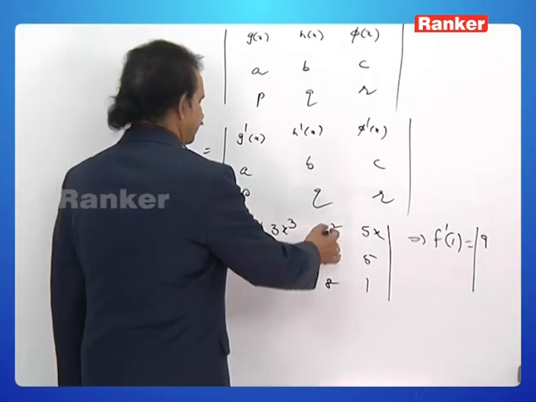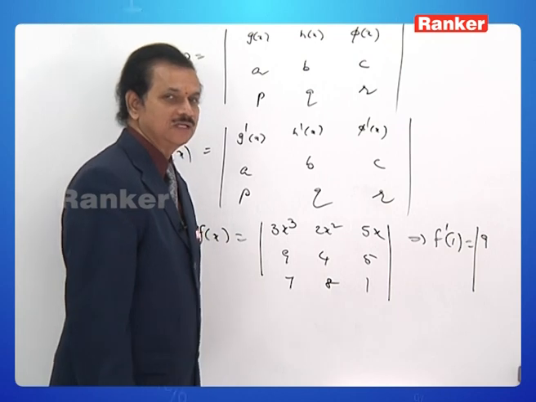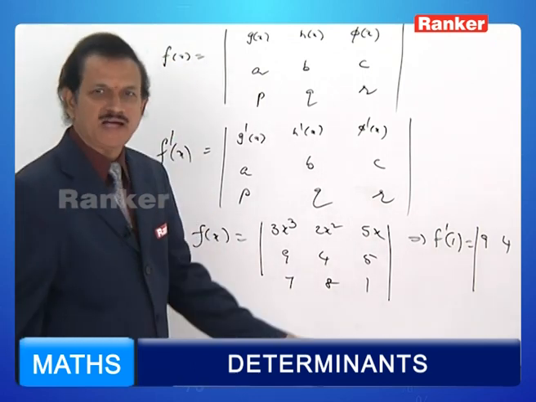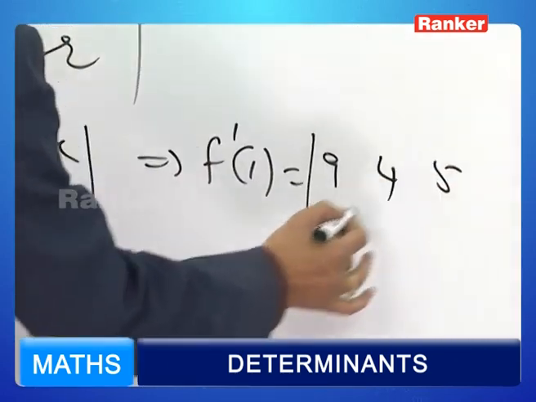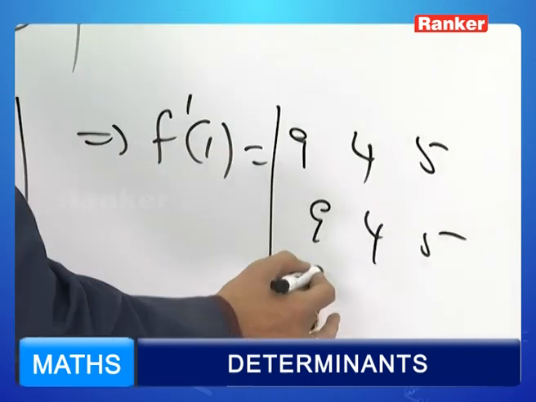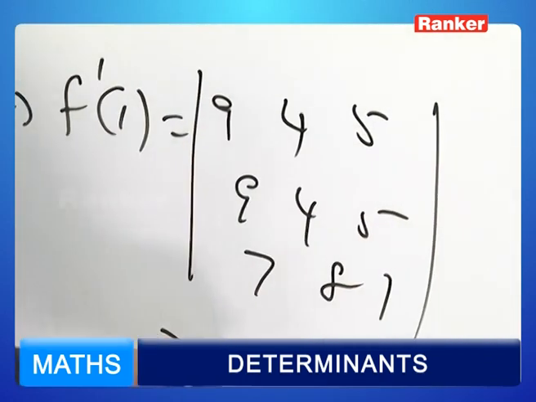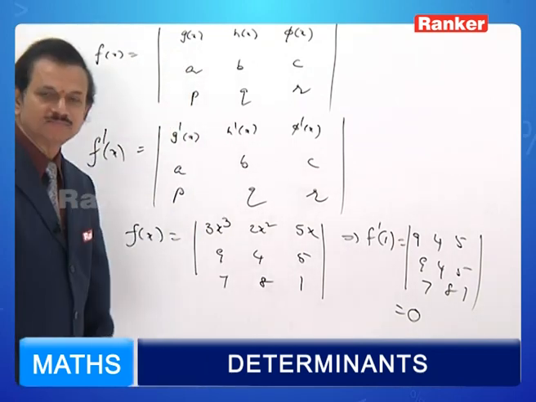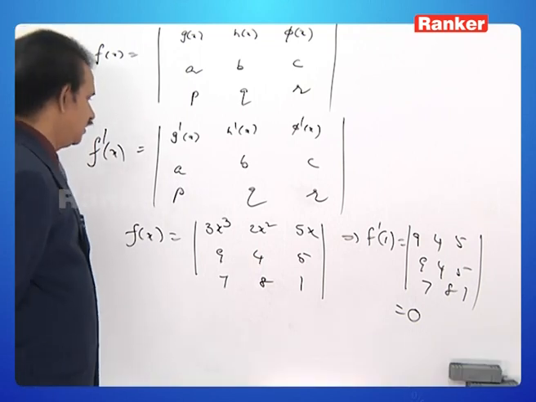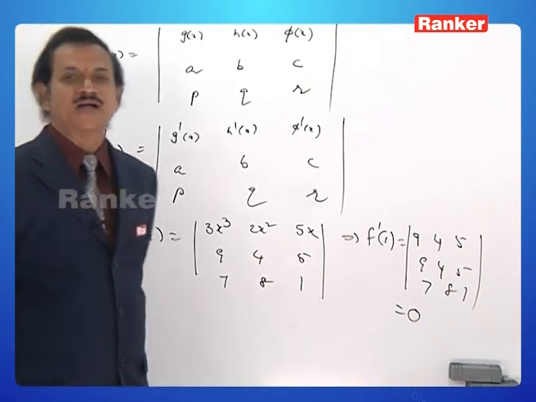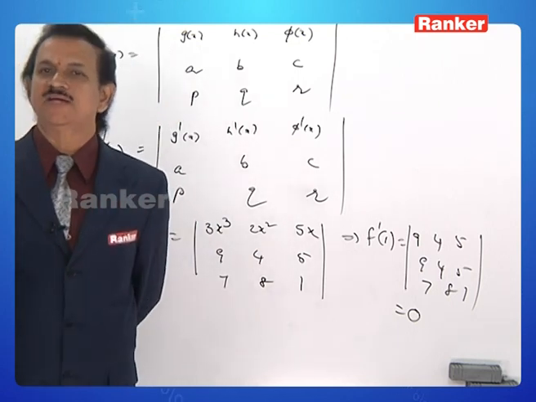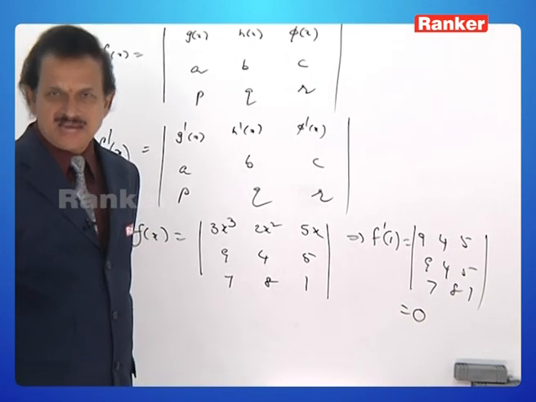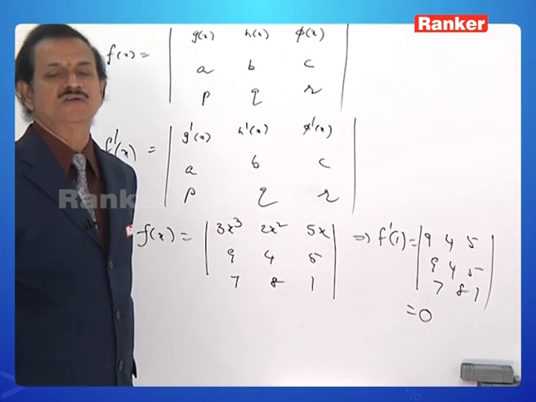Derivative of 2x square is 4x. If you put 1, 4. Derivative of 5x is 5. So 9, 4, 5, 9, 4, 5. Oh, happy, it is 0. Why is it 0? The elements of first row and second row are same. That is why it is 0. Therefore, in order to find the derivative of a determinant, it will be quite easier if only one of the rows contains variables or functions.